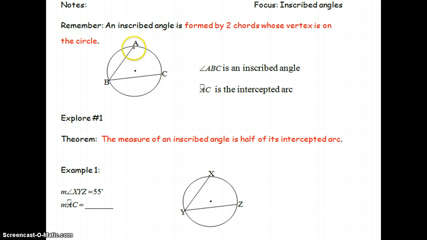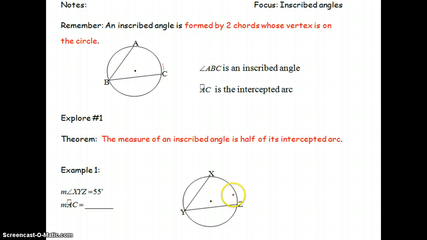And remember, the intercepted arc simply means that it's the endpoints, if you will, of that angle where it touches the circle. So now let's look at a few properties. So if we look at Explore number 1, our theorem states that the measure of an inscribed angle is half of its intercepted arc. So let's try example 1 together.